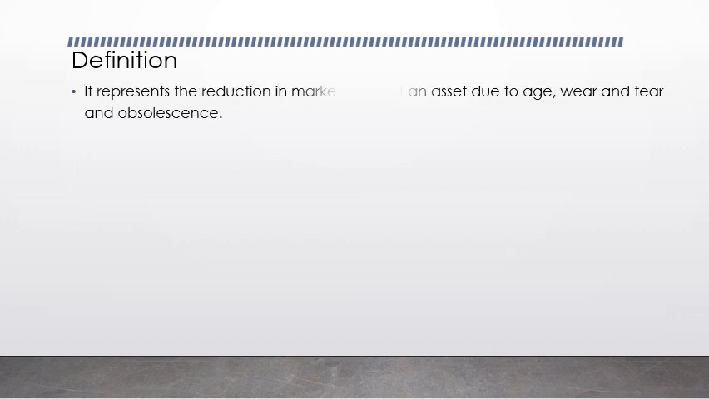Let us discuss the definition of depreciation. It represents the reduction in market value of an asset due to age, wear and tear, and obsolescence. Normally, when we purchase a brand new bike, it costs some X. Even after one day, if I want to sell it, I will not get the same value as X. It would have lost some value. That is called depreciation.